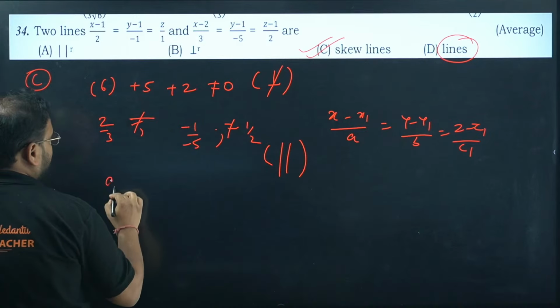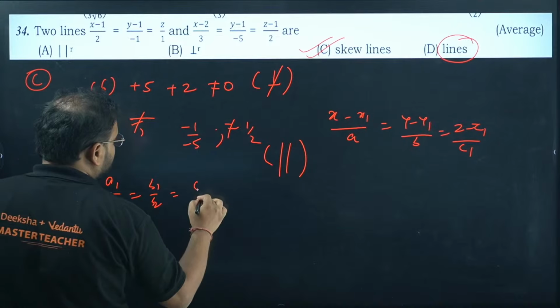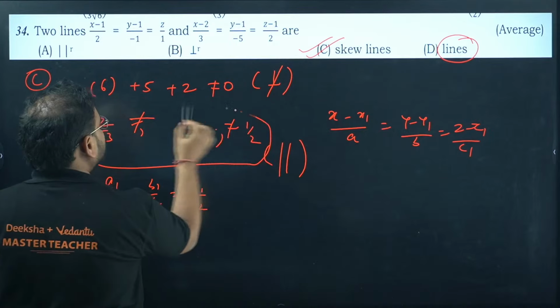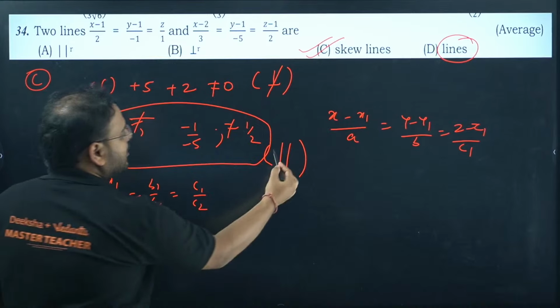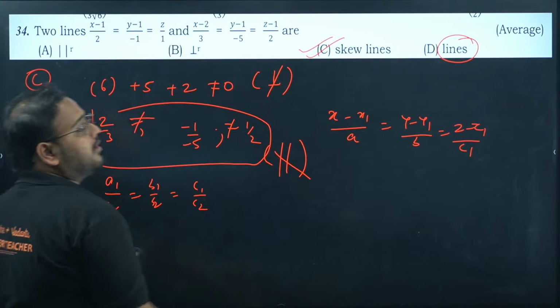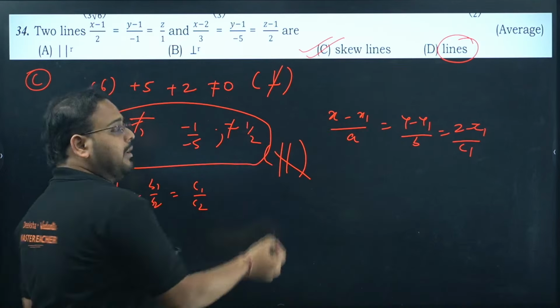Remember this ratio for the parallel lines: A1 by A2 should be equal to B1 by B2 should be equal to C1 by C2, right? But this is not satisfied in this case. Hence it is not parallel. If you go with the perpendicular, you take the product of the x, y, z components, and that is also not coming as 0. It means not perpendicular as well.